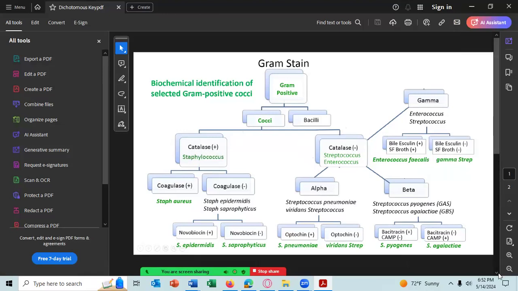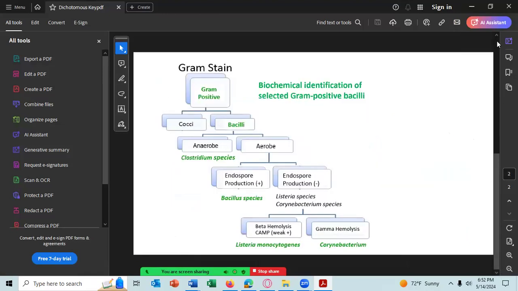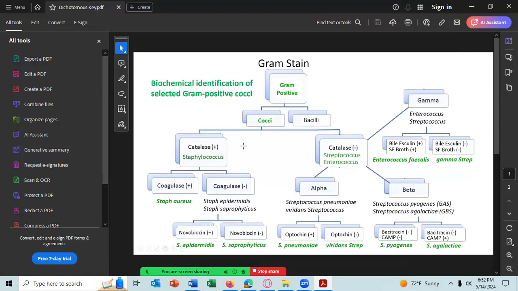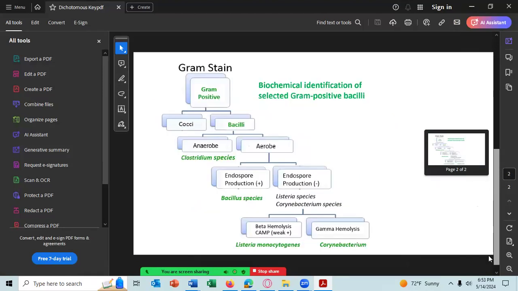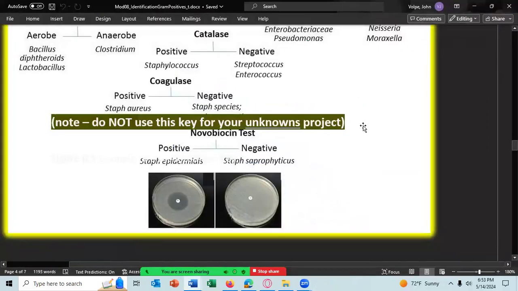I can't get that to move. Don't want it to move there. Then we have the catalase positive, and that'll be Staphylococcus. We can split that into the coagulase positive and the coagulase negative, etc. Note on this key that you're using for this lab, you've got a second page here, and it will follow the gram positive bacilli. Any questions about any of that?